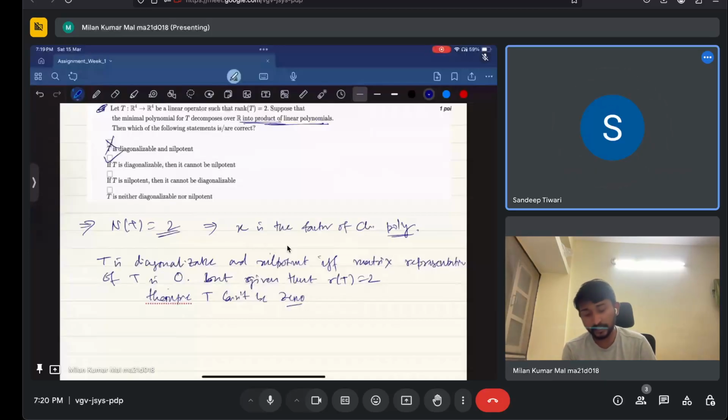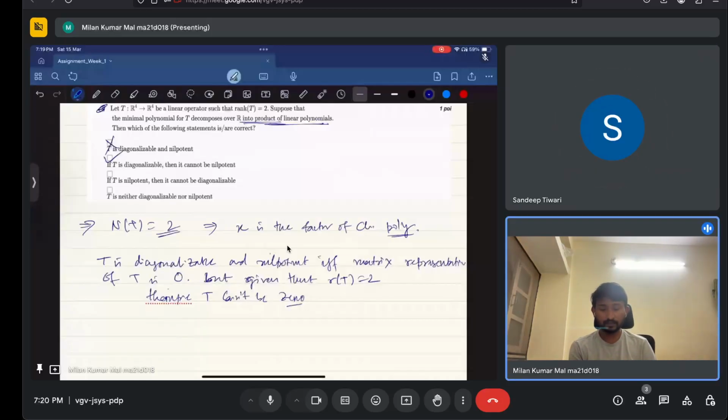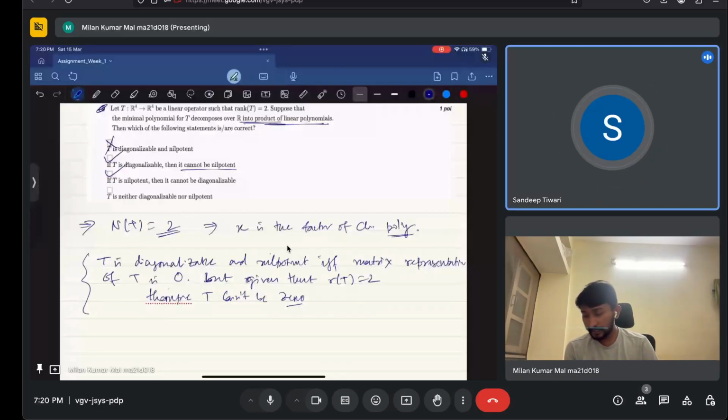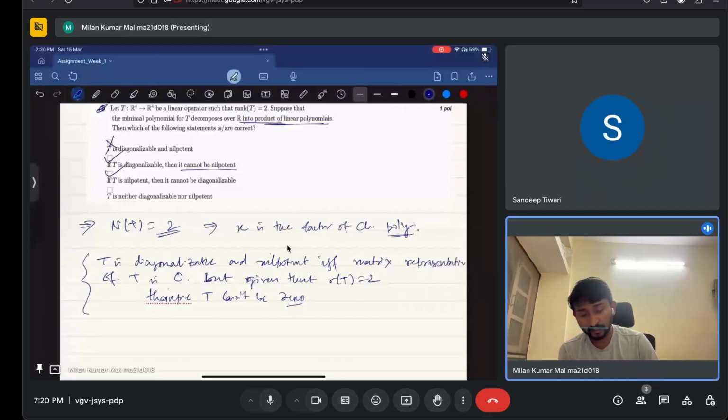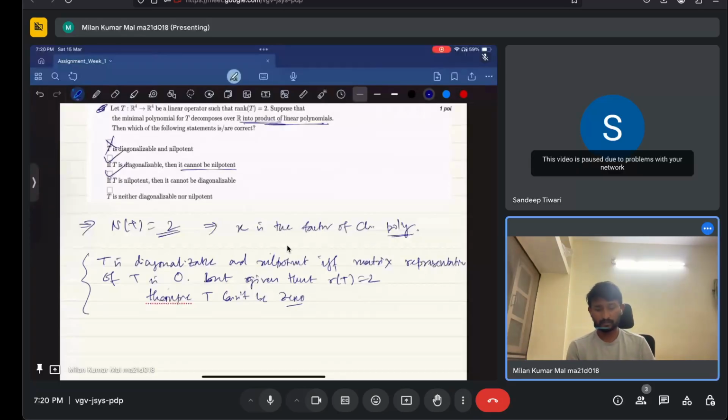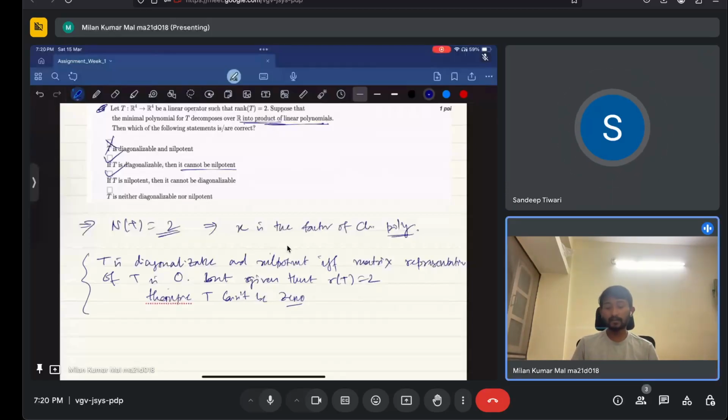In the same way, if T is nilpotent, then T can't be diagonalizable. Because if it is nilpotent, then x to the power k equals 0, and if it is diagonalizable as well, then x equals 0. So that is not the case. Next: T is neither diagonalizable nor nilpotent. That is not correct, because one can consider the matrix with rows 1 0 0 0, 0 1 0 0, 0 0 0 0. This is diagonalizable, maybe not nilpotent, but diagonalizable. So saying it is neither is false. So this is incorrect.